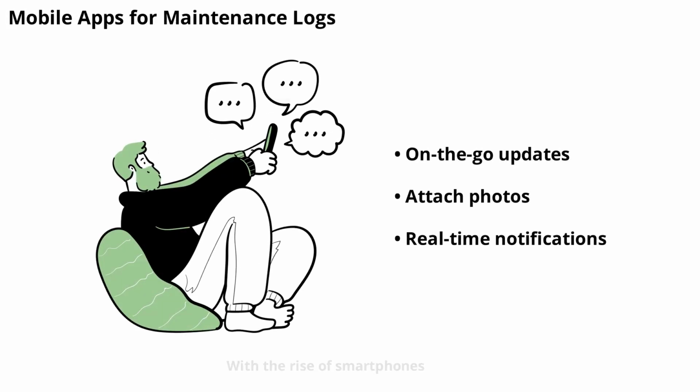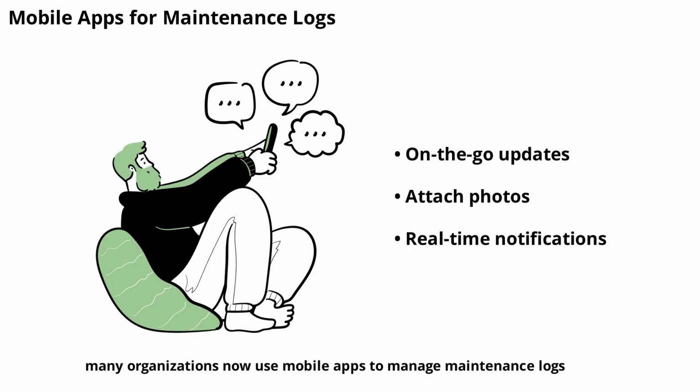With the rise of smartphones, many organizations now use mobile apps to manage maintenance logs. These apps allow technicians to update records on the go, attach photos, and receive real-time notifications. Mobile solutions increase efficiency, reduce paperwork, and ensure that logs are always up to date, no matter where the work is being done.